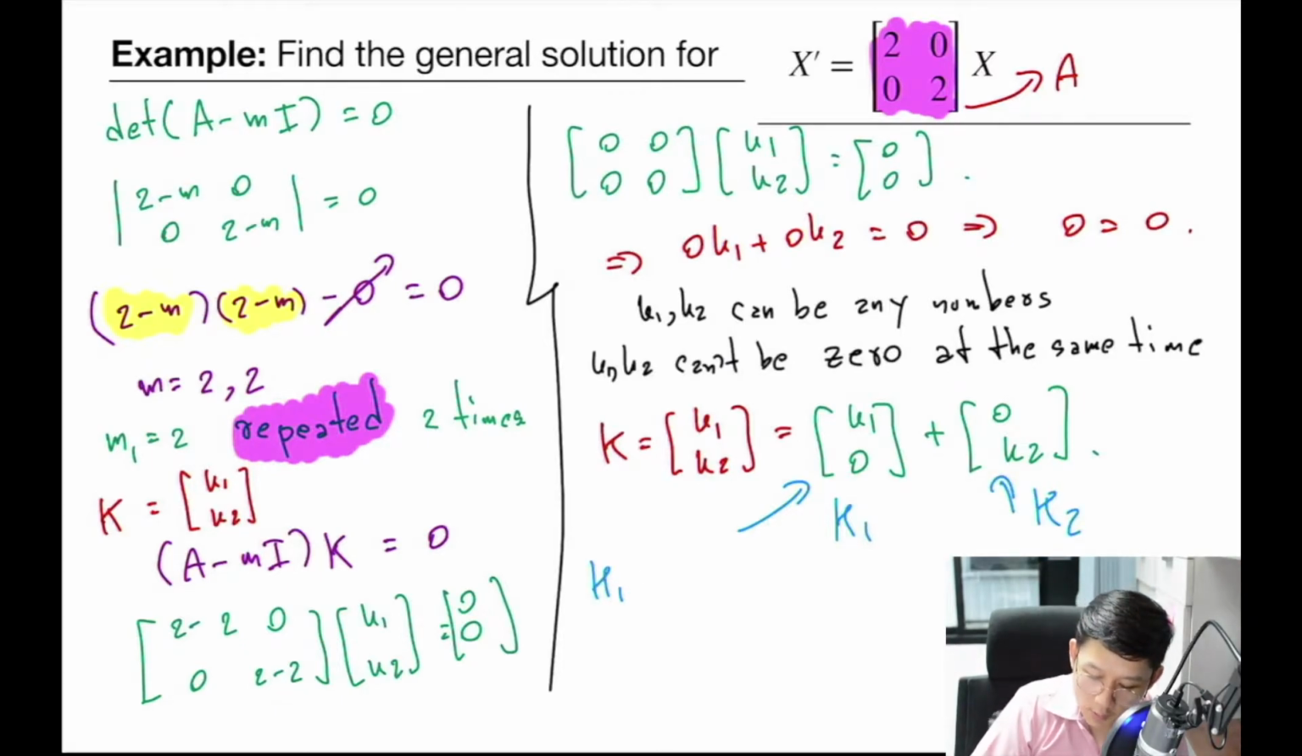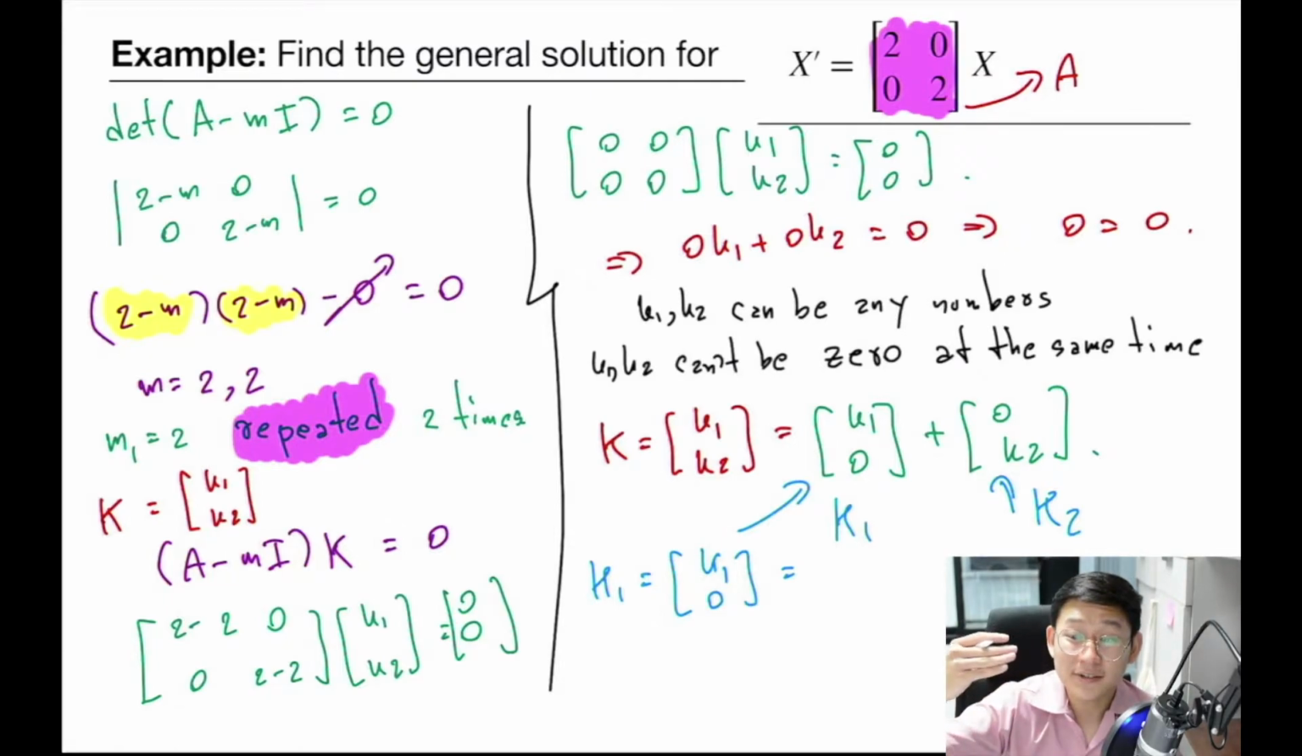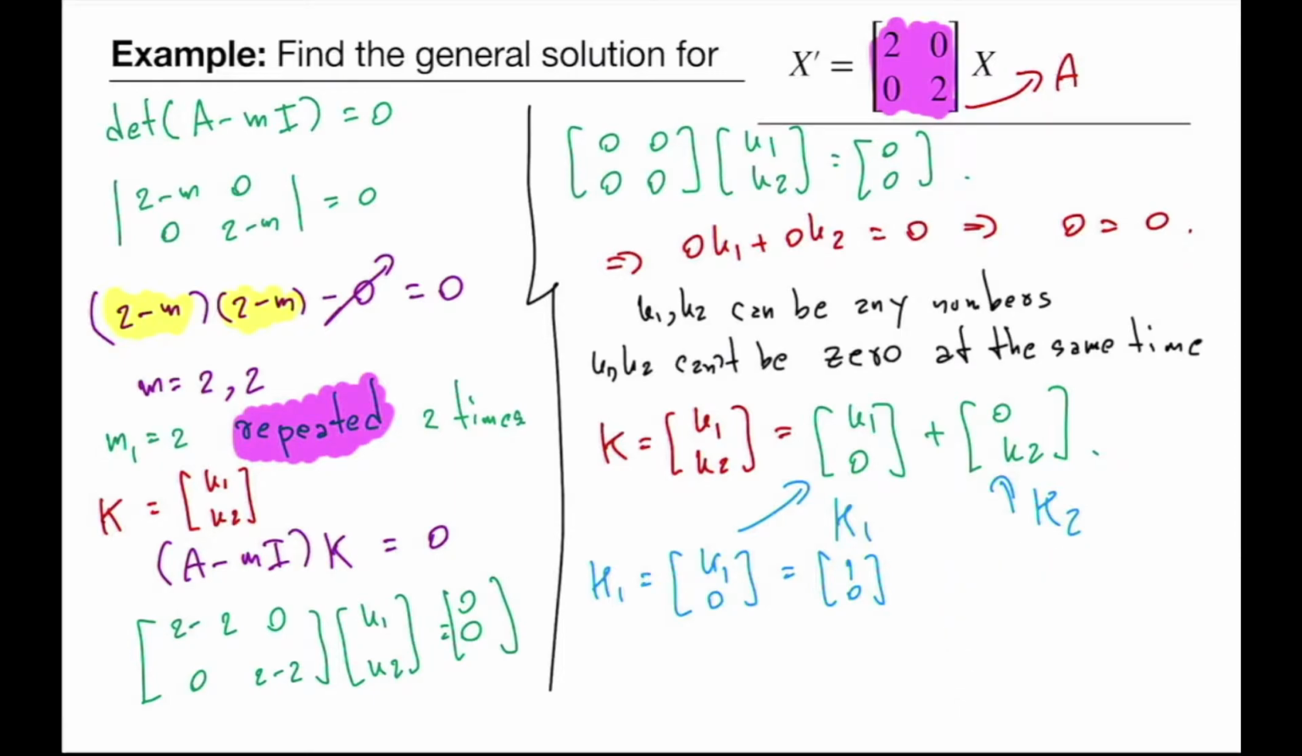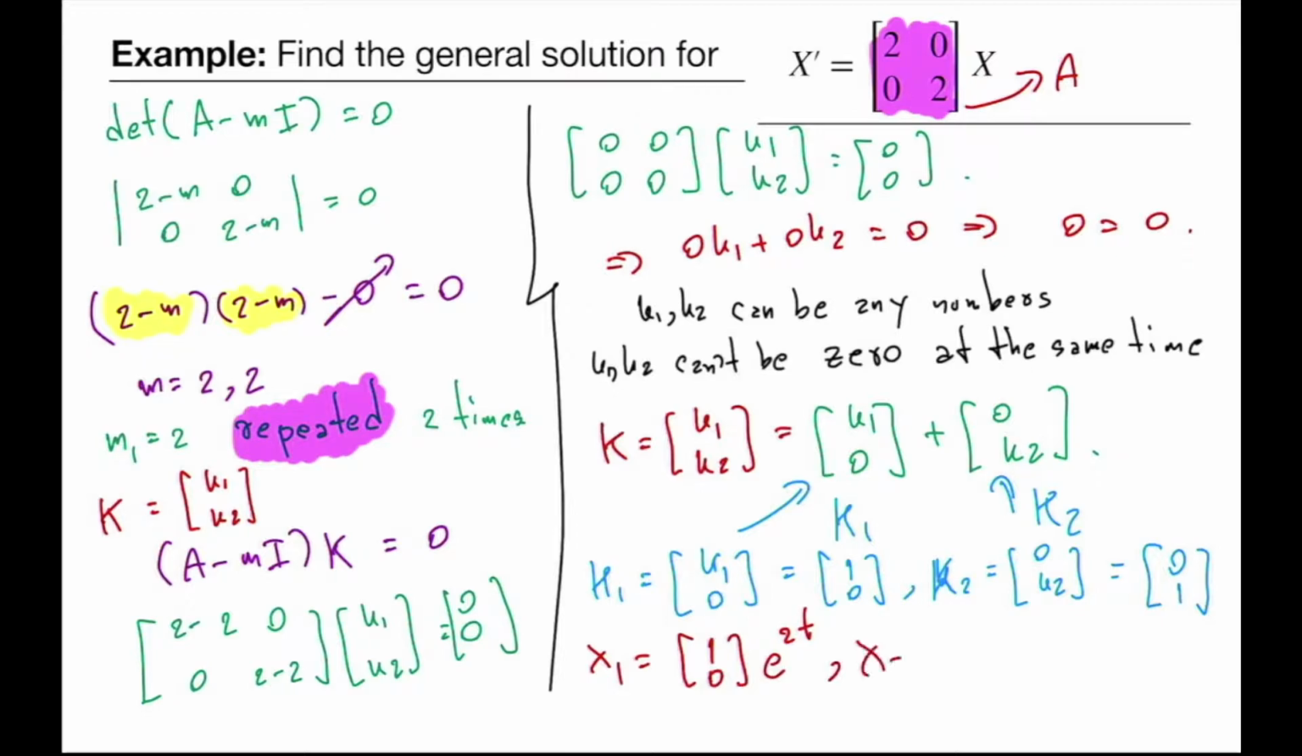So k1 is k1, 0, and I can do the same thing by substituting k1 with 1, and that is 1, 0. And similarly, k2 would be 0, k2, and then I substitute k2 with 1, so I get 0, 1. Okay. So you have your first solution, which is 1, 0, e to the mt, where m is 2, so e to the 2t. And your second solution, which is 0, 1, e to the 2t.